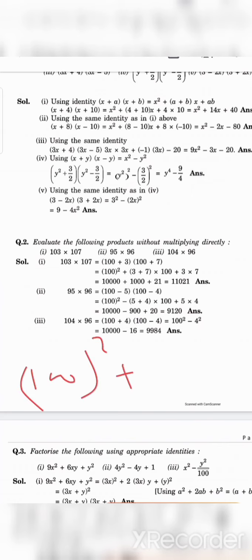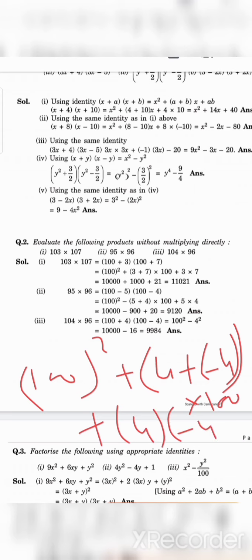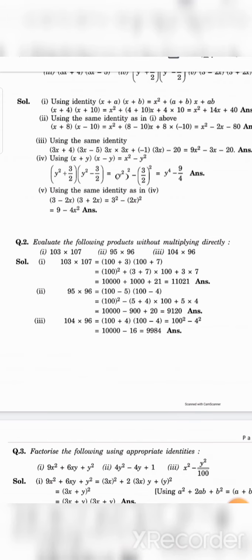Substituting these values in the identity's RHS, we get x square, which means 100 square, plus (a plus b), which means 4 plus minus 4, into x, which means 100, plus a into b, which means 4 into minus 4. Simplifying this, 100 square means 10,000. 4 plus minus 4 is 0, and 0 multiplied by 100 means the middle term is 0. The last term, 4 into minus 4, means 4 4s are 16 and plus into minus is minus, so the last term is minus 16. So we write 10,000 minus 16 and we get the answer 9,984. So here we complete question number 2.